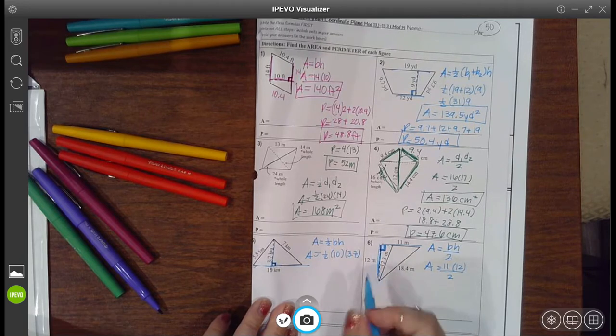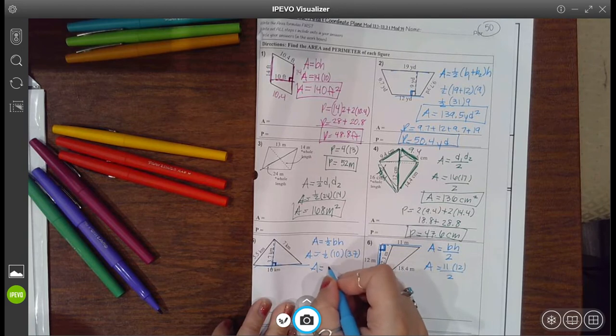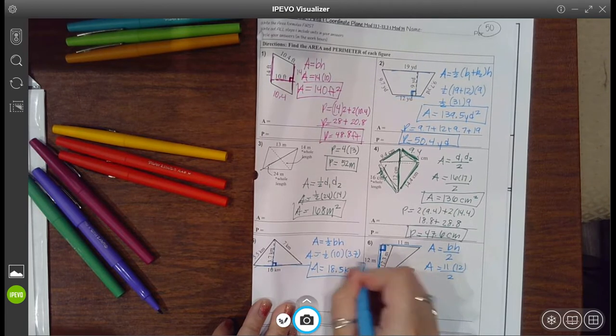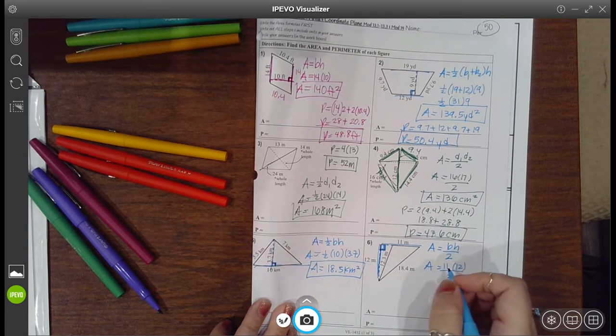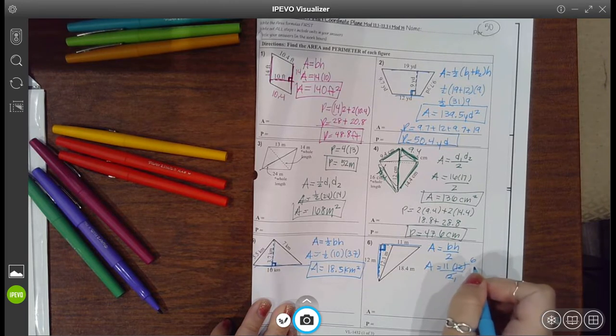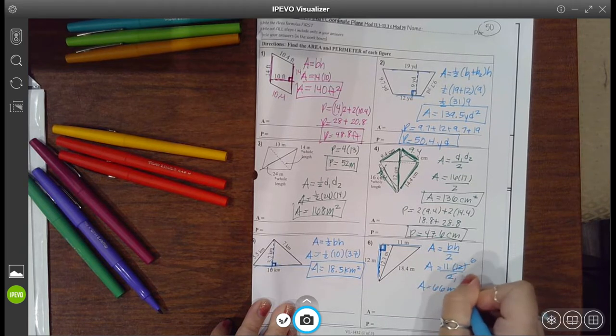1/2 of 10 is 5. 5 times 3.7 is 18.5, and it's kilometers, so kilometers squared. For this one, you have 11 times 12 divided by 2, or you could have gone, reduce that, and 6 times 11 is 66, and it's meters squared.